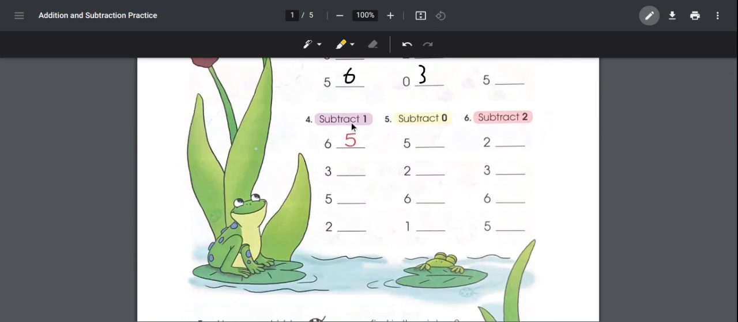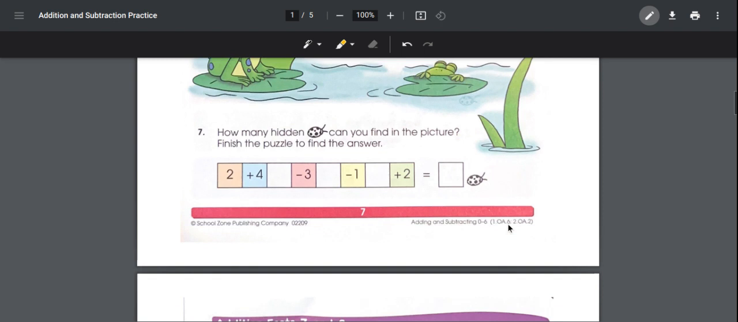This time we'll do the subtracting. So we subtract 1. So 6 minus 1 is 5. So 3 minus 1 is 2. 5 minus 1 is 4. 2 minus 1 is 1. Then we'll try number 6 as well. So this time we subtract 2. So 2 minus 2 is 0. 3 minus 2 is 1. 6 minus 2 is 4. 5 minus 2 is 3.